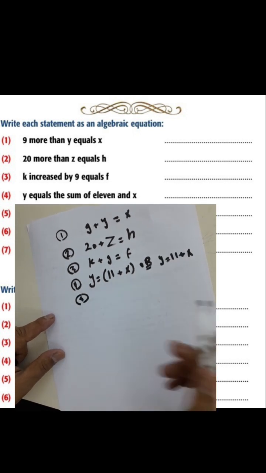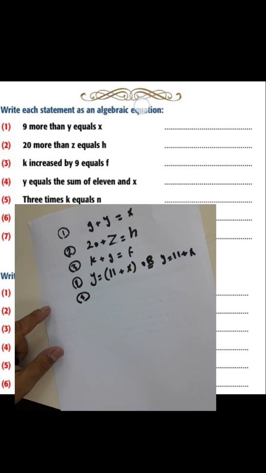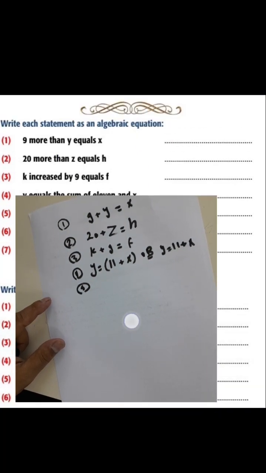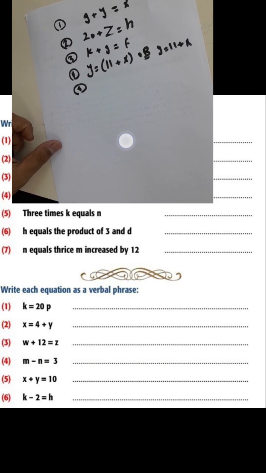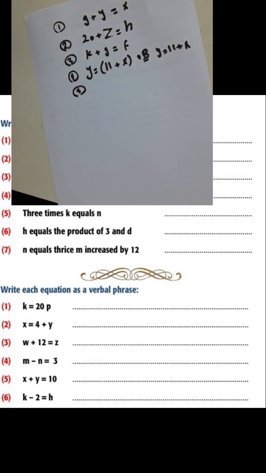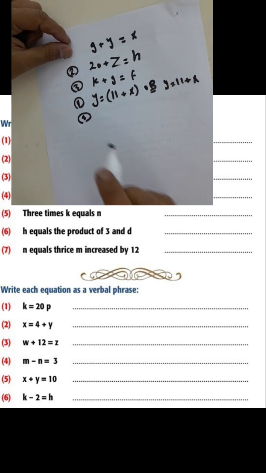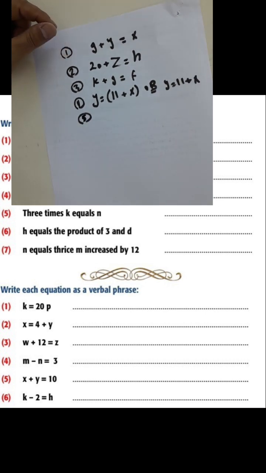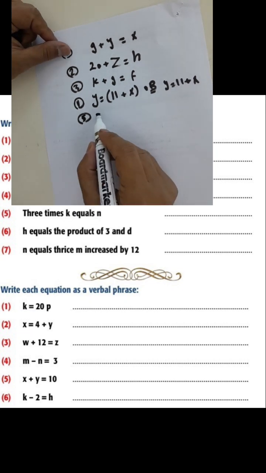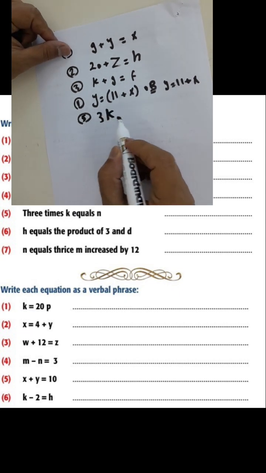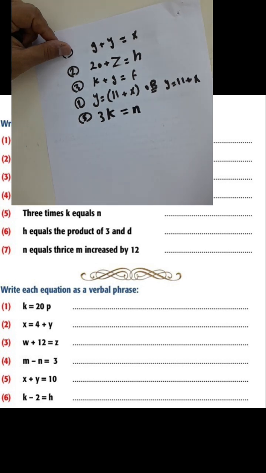Question number 5. Three times k equals n. 3 times k means 3k, equals n.